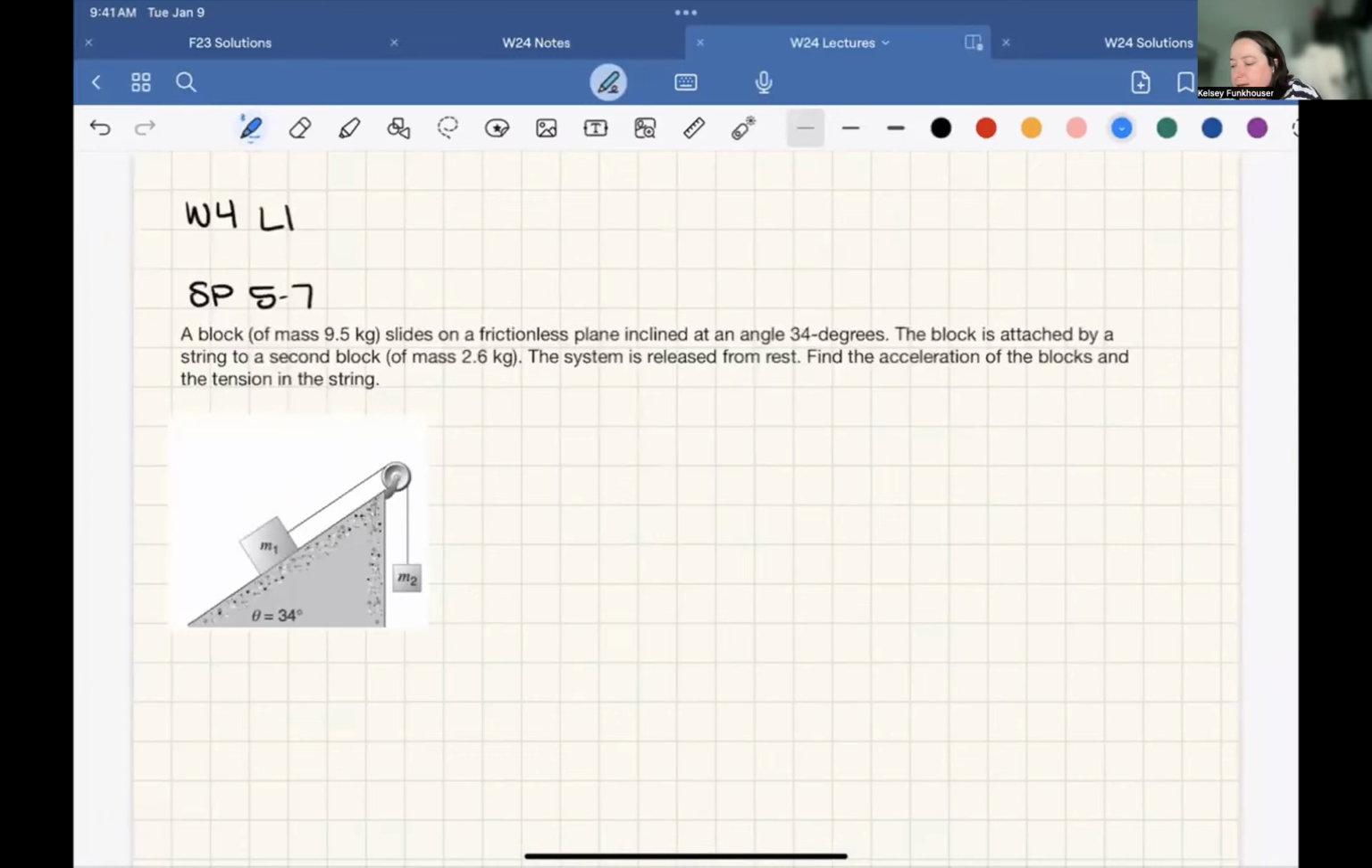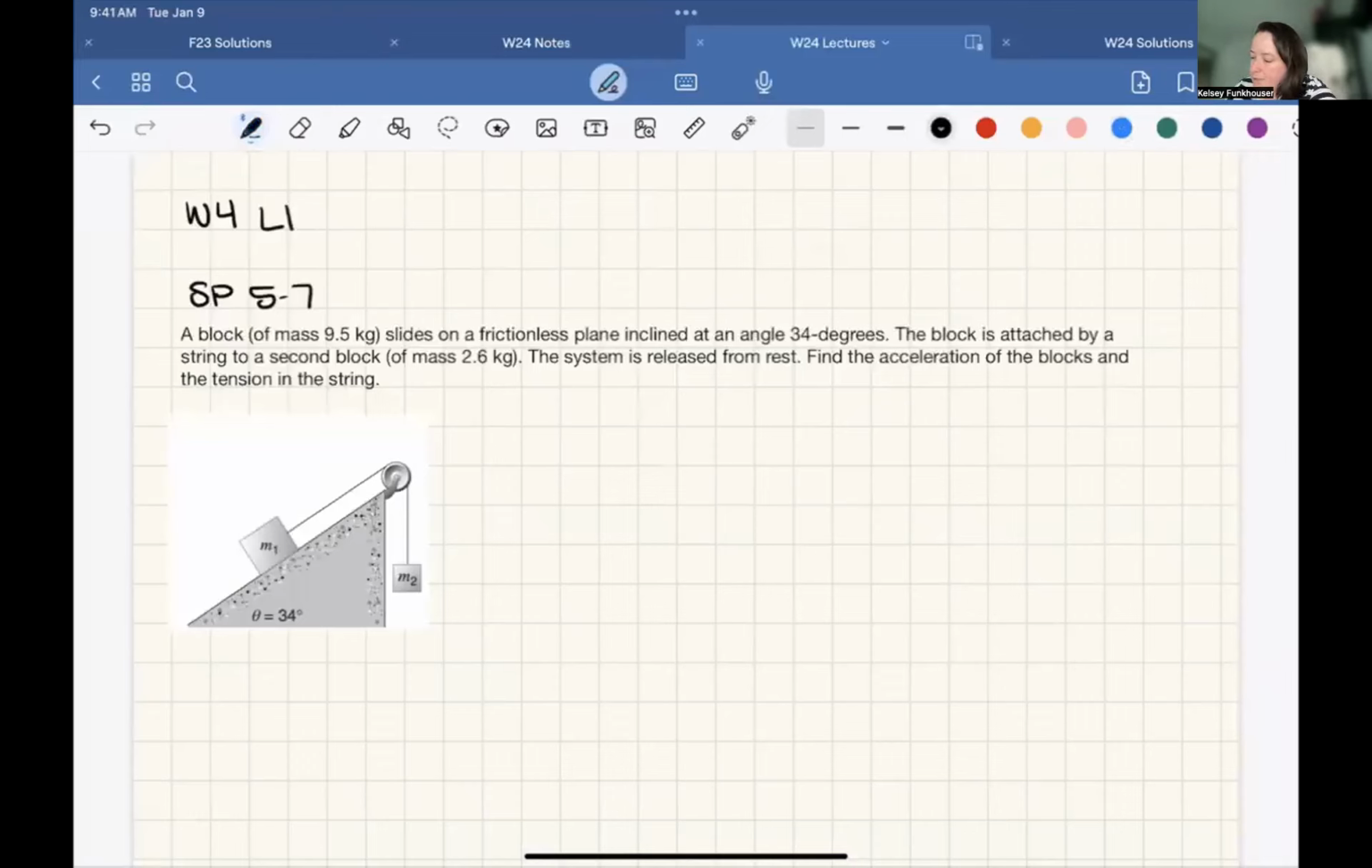So this example is sample problem 5-7. A block of mass 9.5 kilograms slides on a frictionless plane inclined at an angle of 34 degrees. The block is attached by a string to a second block of mass 2.6 kilograms. The system is released from rest. Find the acceleration of the block and the tension in the string.